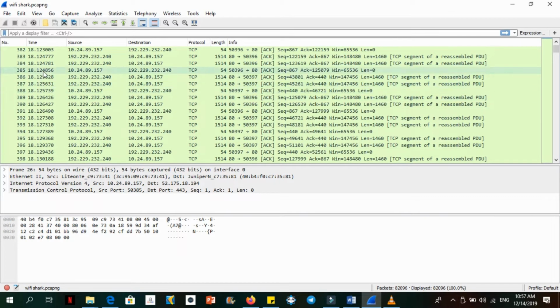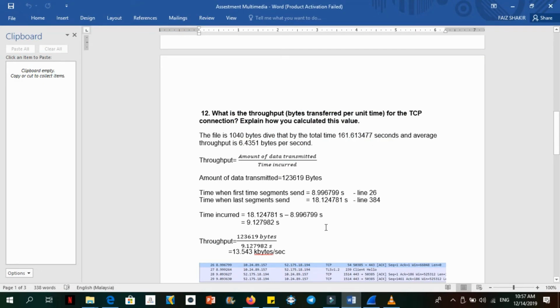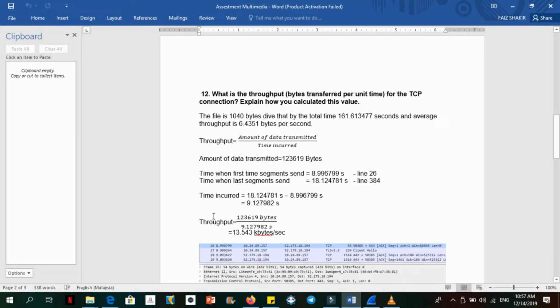I get 18.124781 seconds. Okay, to find the time incurred, the last segment time minus the first segment time gives the answer. Use this answer and you can find the throughput. So the answer for the throughput is 13.543 kilobytes per second. Okay.